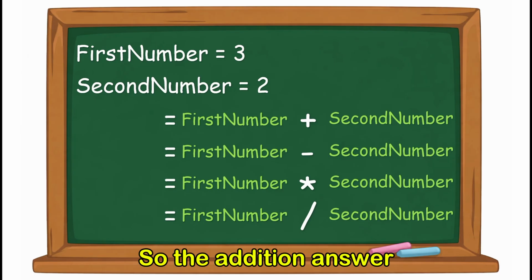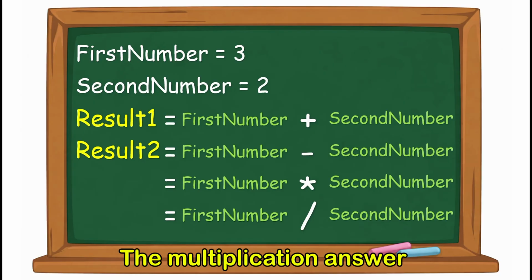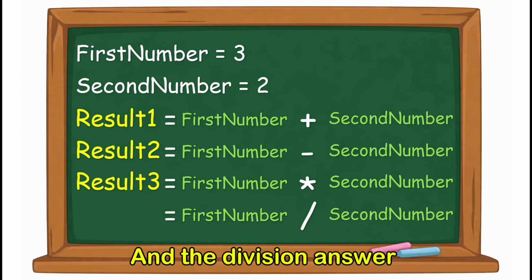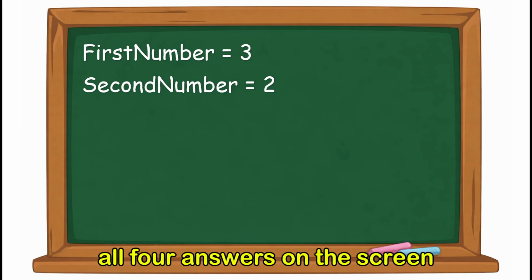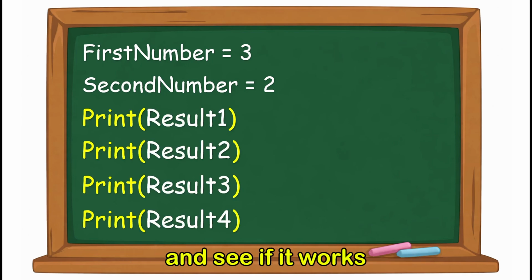So the addition answer will go into result 1. The subtraction answer will go into result 2. The multiplication answer will go into result 3. And the division answer will go into result 4. Then we will print all 4 answers on the screen. Now, let's try it live and see if it works.